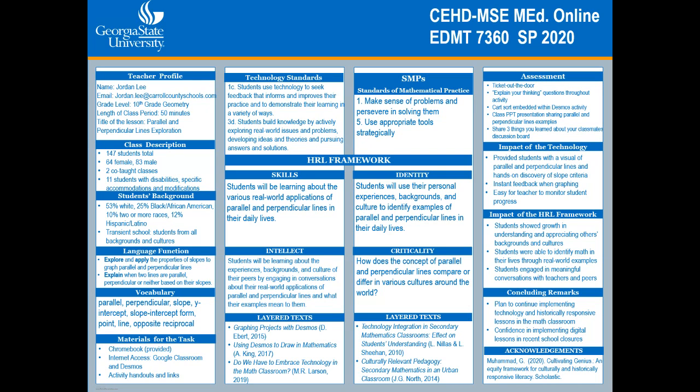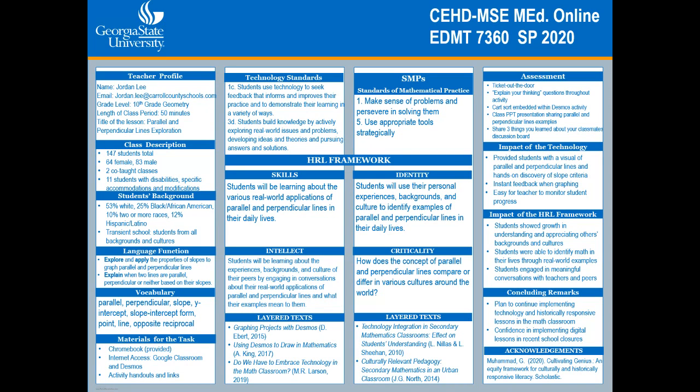As far as their identities, this is how your teaching will help students to learn something about themselves and or others. So for this specific lesson, the identity is that students will use personal experiences, backgrounds, and culture to identify examples of parallel and perpendicular lines in their daily lives. The skills are basically what skills and content learning standards are you teaching? For this specific lesson, students will be learning about the various real-world applications of parallel and perpendicular lines. For intellect, this is what your students will become smarter about.